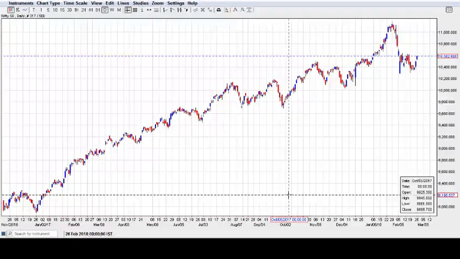Let's get started. We'll be discussing Nifty and the dollar INR pair in these sessions.